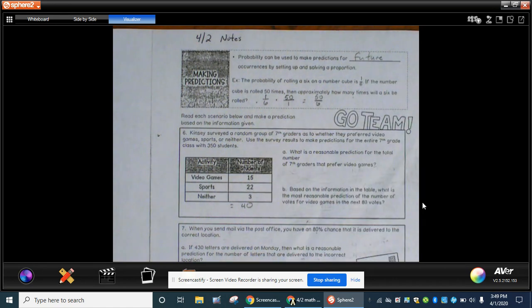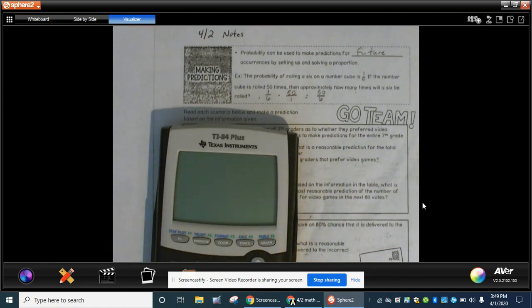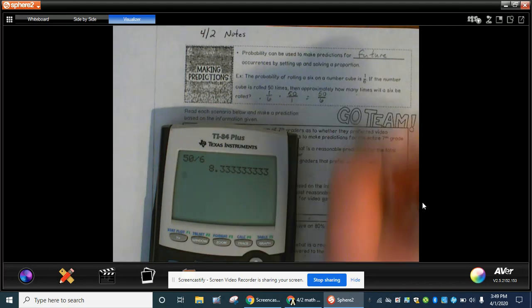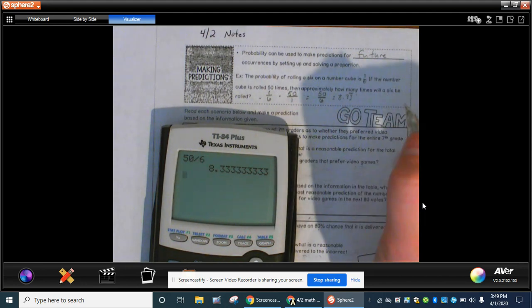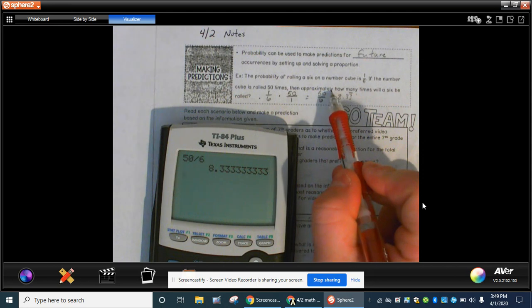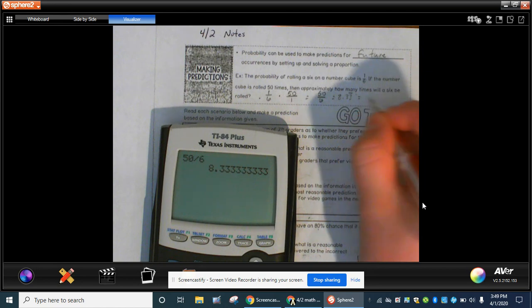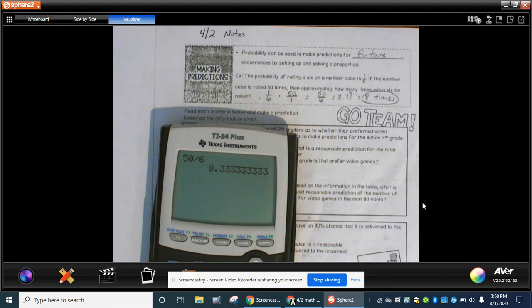Now we're in a spot where we have to figure out how many times 6 will go into 50. To make life easier, I'm going to use my calculator here. So we have 50 divided by 6. That is going to be 8.33 repeating. But listen, it says approximately, so I need to round to the nearest whole number. We're going to round this down to 8 times. That's how many times we should expect the 6 to be rolled out of 50 times that we roll this cube.